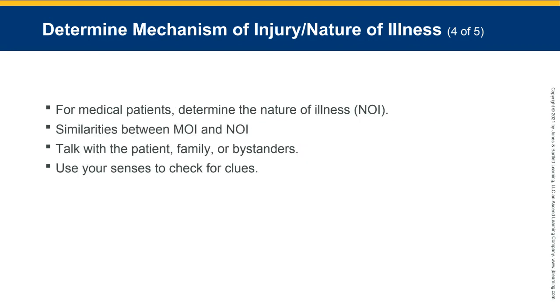With the nature of illness, for medical patients, determine the nature of illness. This is the reason why they contacted EMS. Why did they call? What is your chief complaint? Similarities between the MOI and NOI. Now, with the NOI, you can get this information directly from the patient. You can get it from family. You can get it from bystanders.